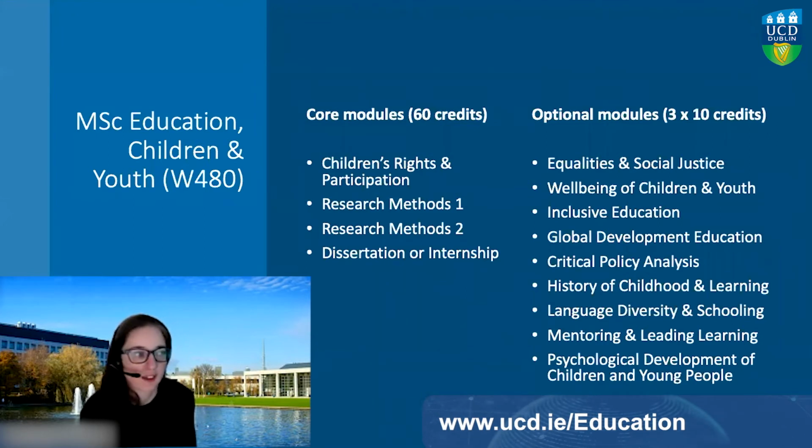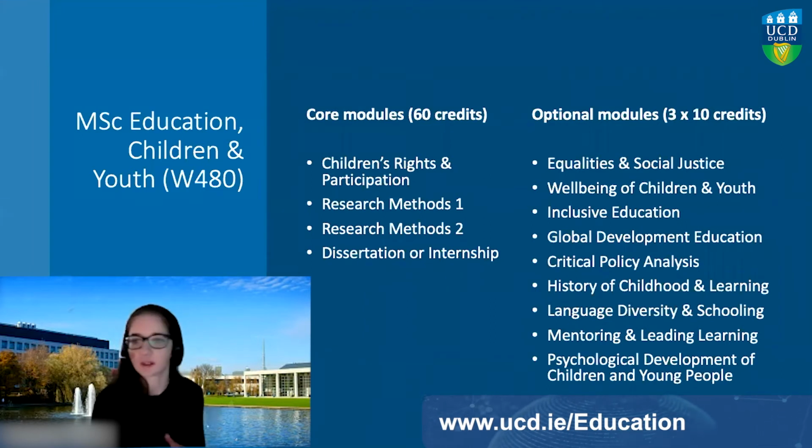The optional modules then available can vary from year to year, but these tend to be the ones that are on offer each year. So equalities and social justice, well-being of children and youth, inclusive education, global development education, critical policy analysis, history of childhood and learning, language diversity in schooling, mentoring and leading learning, and psychological development of children and young people. So you can see there's a range of influences and perspectives and interdisciplinary inputs across the programme that really help to create a holistic picture of children and young people's lives.